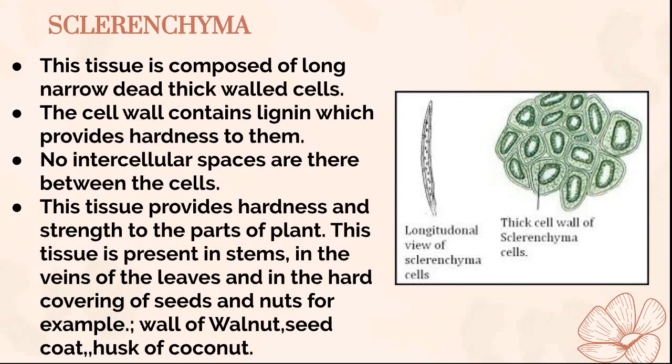This tissue provides hardness and strength to the parts of the plant. It is present in stems, in the veins of the leaf, and in the hard covering of seeds and nuts. For example, wall of the walnut, seed coat, and husk of coconut.